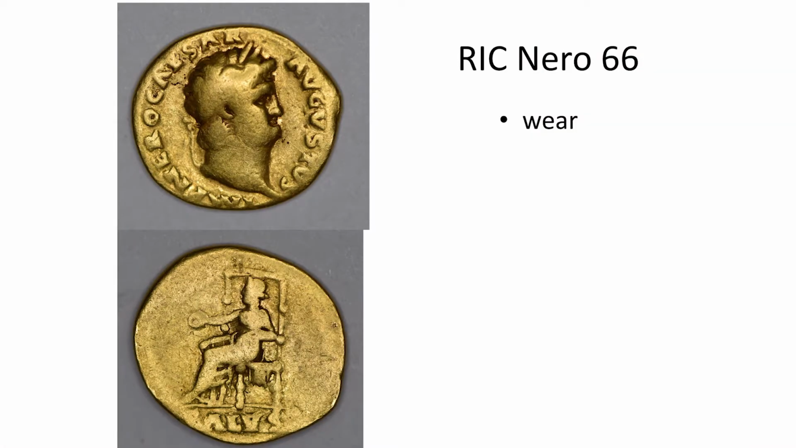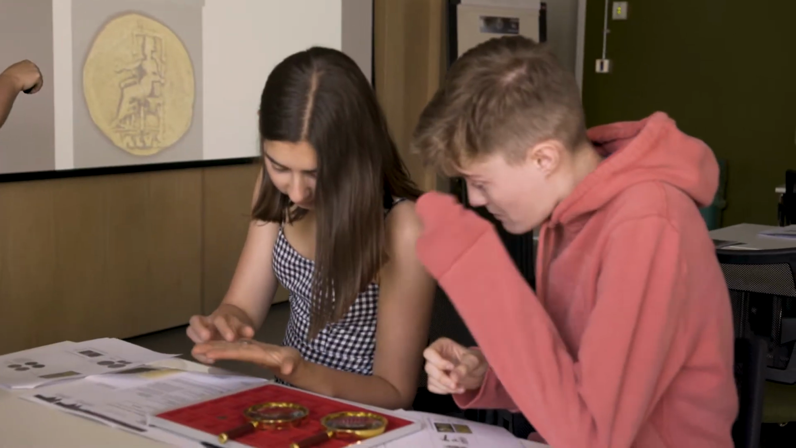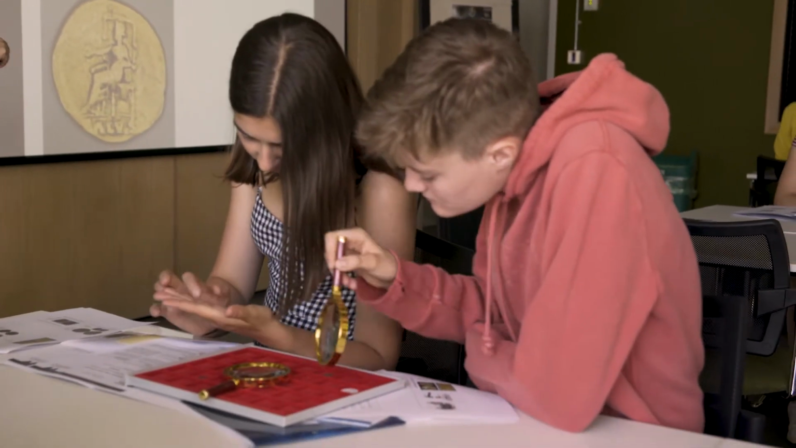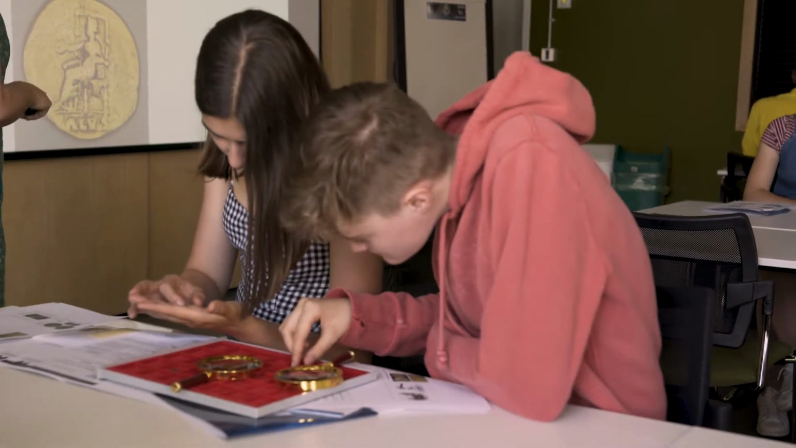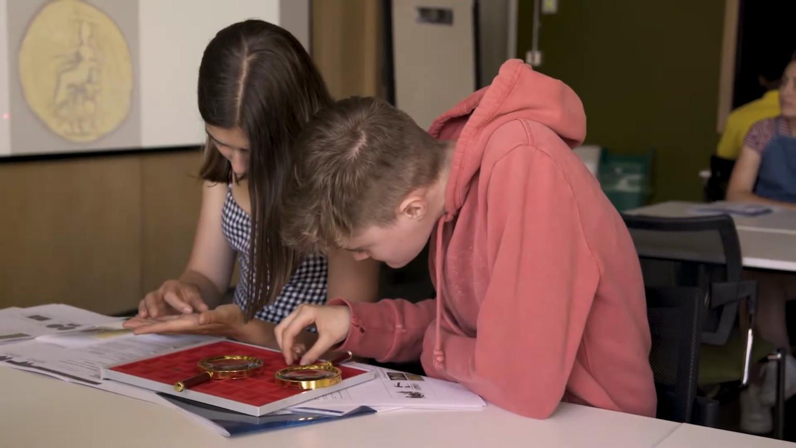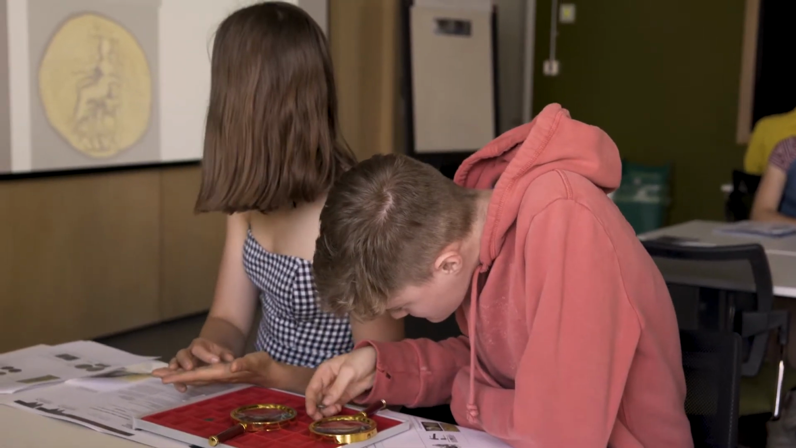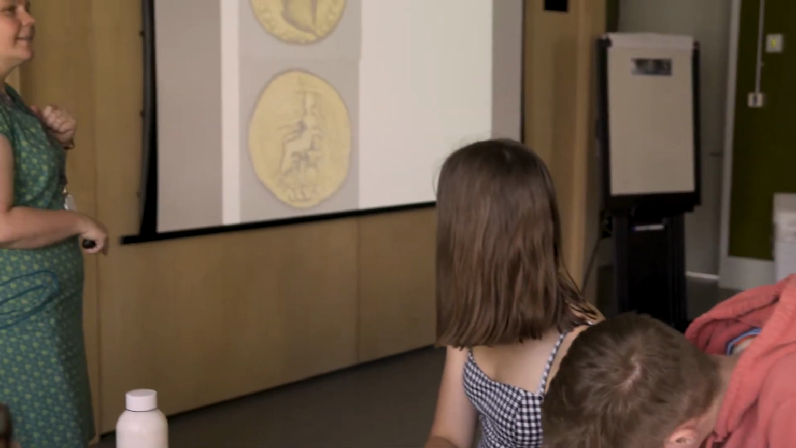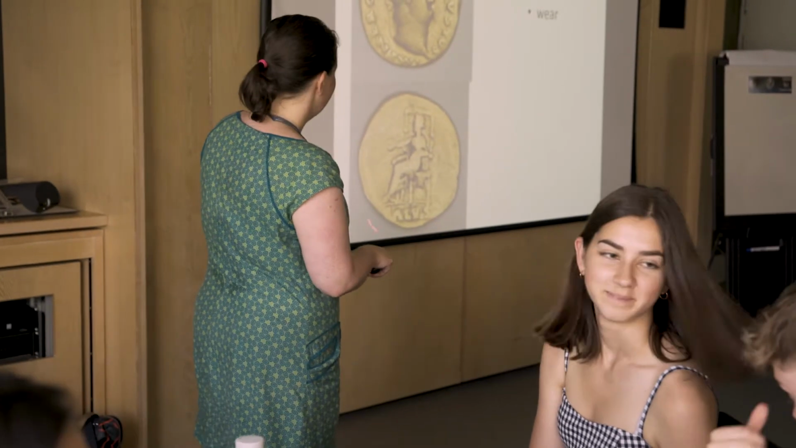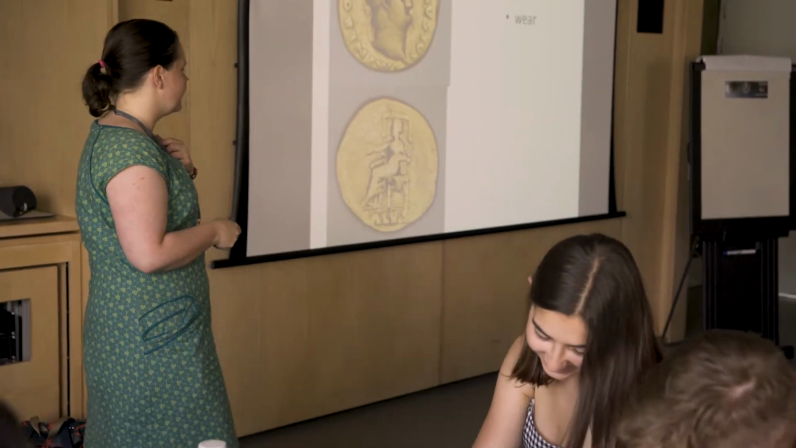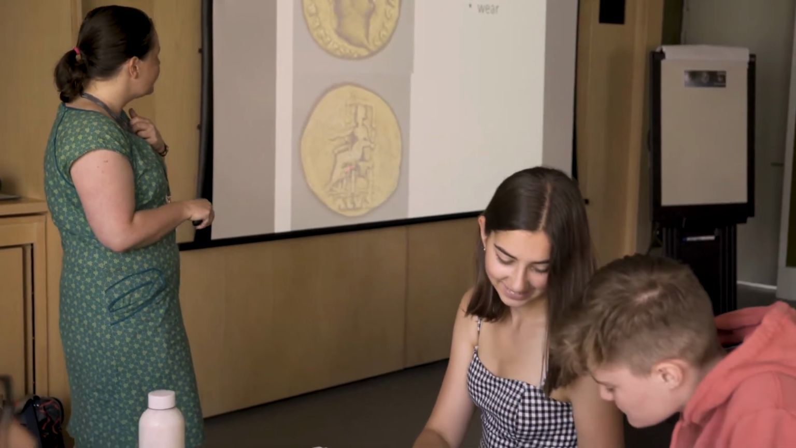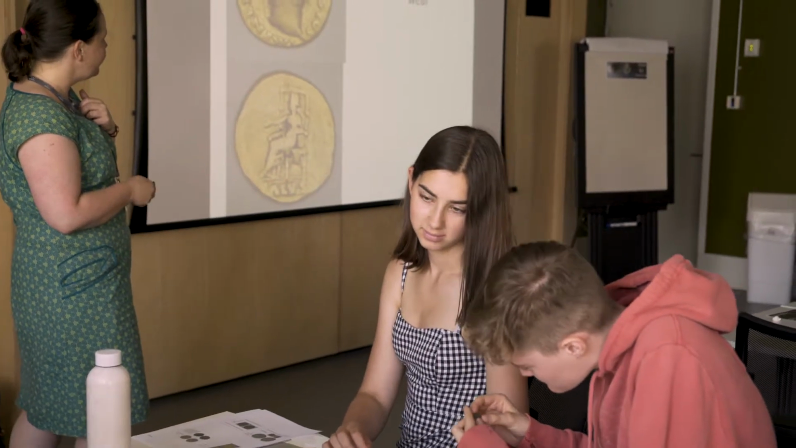So here we have a portrait of the Emperor Nero. We can see here Imperator Nero Caesar Augustus, and he's looking quite corpulent here. And on the other side we have, can anyone read this? It's very worn. Salus, exactly. So the health or safety of the emperor, but it's quite worn here.